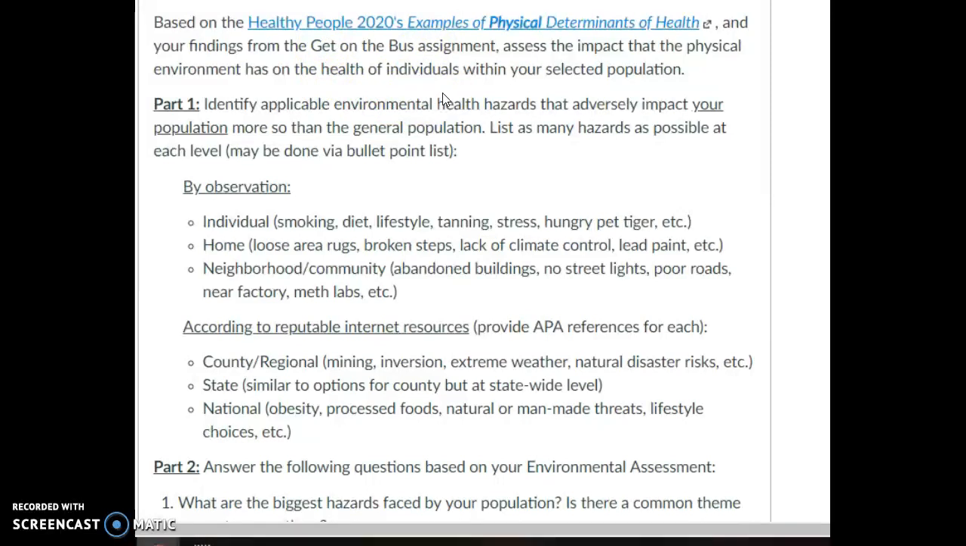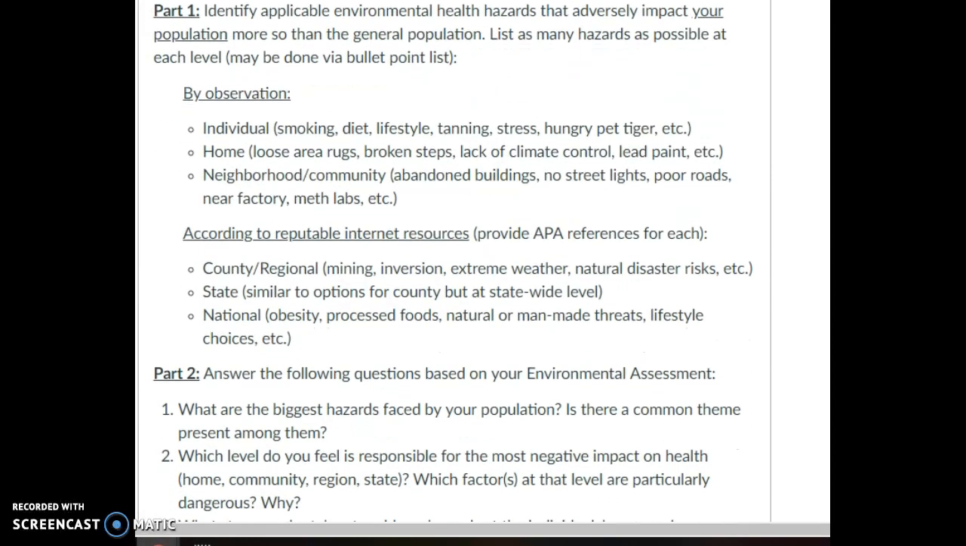There are two portions that you need to complete. The assessment as well as an interpretation of those findings. So in part one, again, you're looking specifically for how the environmental health hazards in the physical environment adversely impact your population compared to the general population.